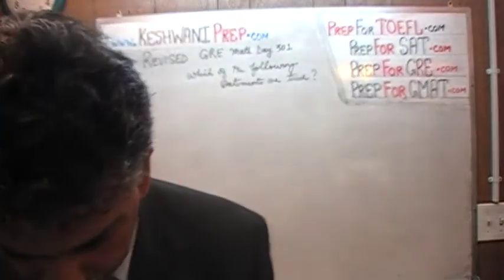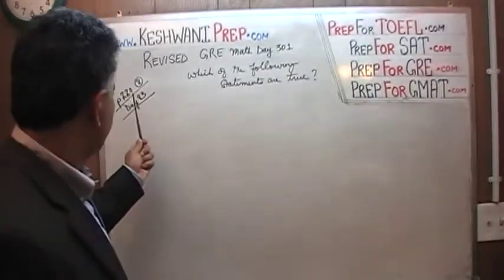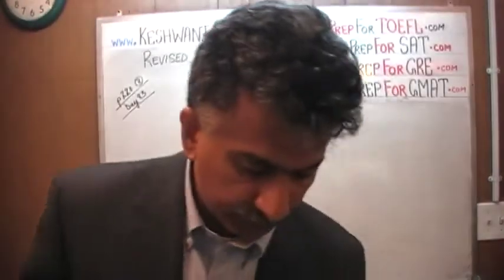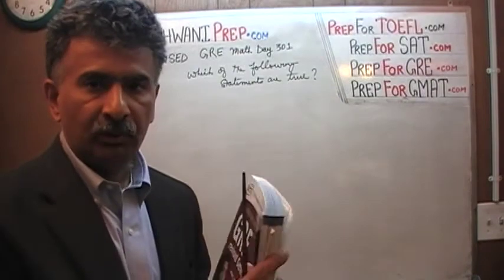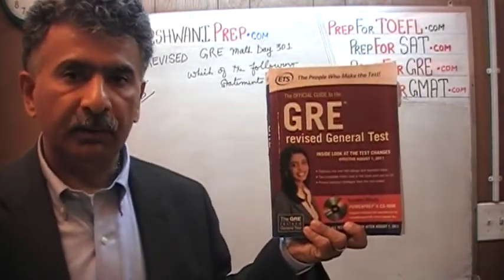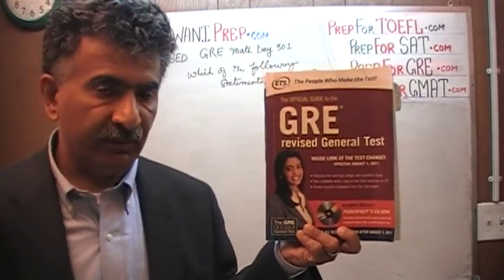The problem that we are about to solve is the one that you will find on page number 222. Please turn to it. Page number 222, problem number 8. All the problems that you see there on page 222 are the exact same problems that appeared in the first edition of the Revised GRE. We have already solved every single problem from this book.